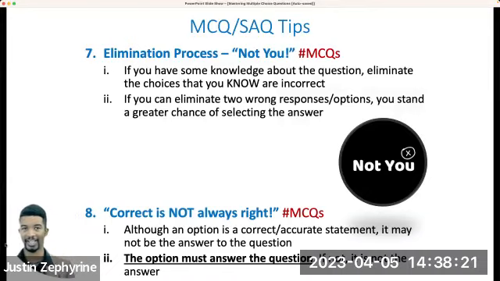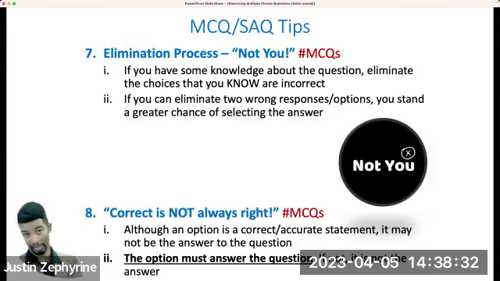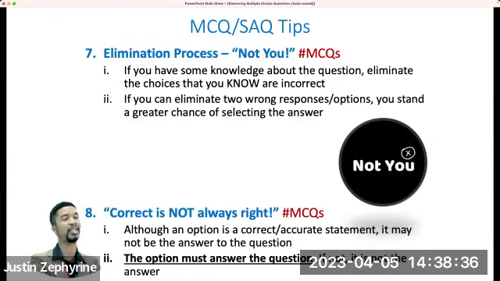Sometimes the correct answer is not always the right answer. All right. What do I mean by that? If you have a correct statement, within the context of the question, it may not be correct. Have you ever encountered that?